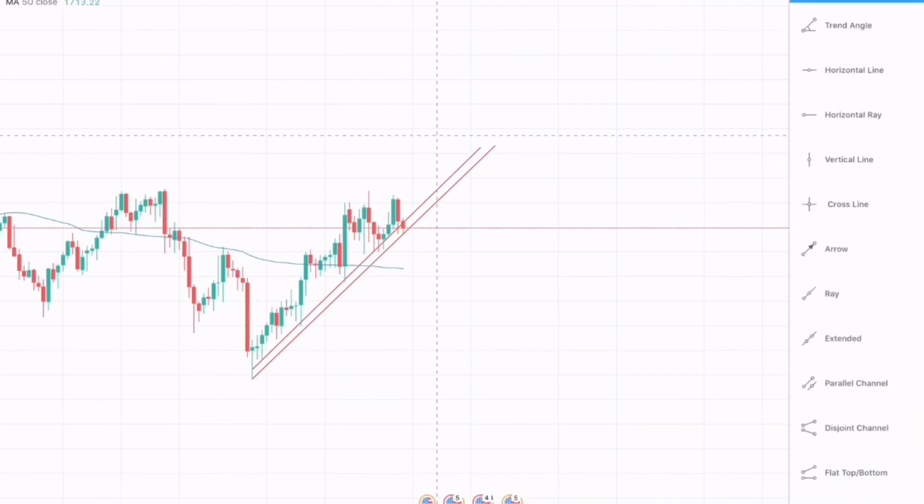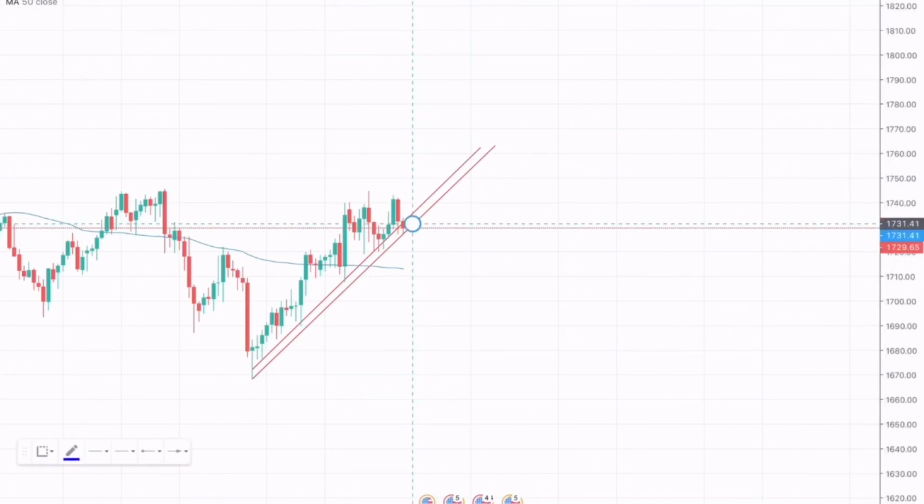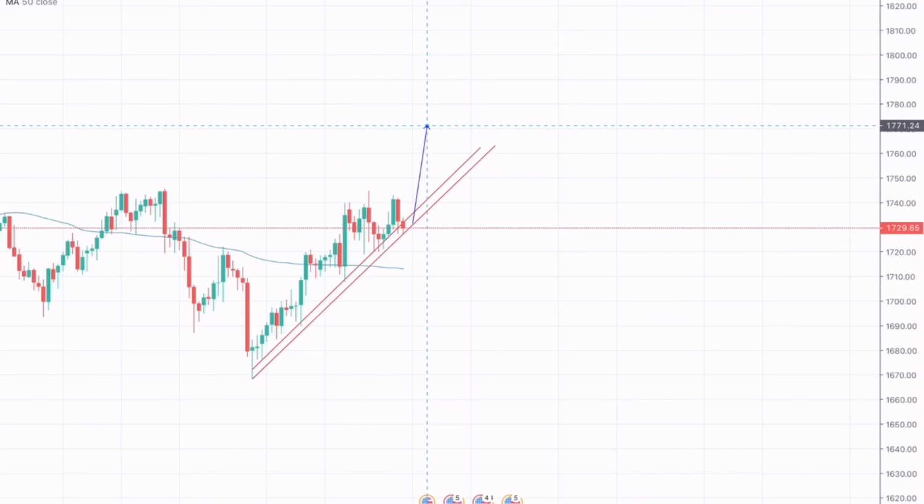So what I am expecting for gold is that we can see a rapid move upwards due to the fundamentals which we are seeing. That would be explained in part 2 of the video.